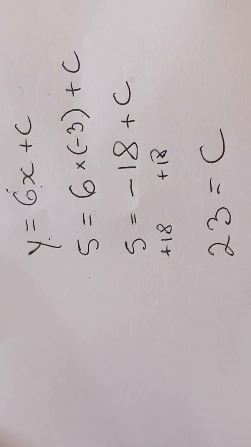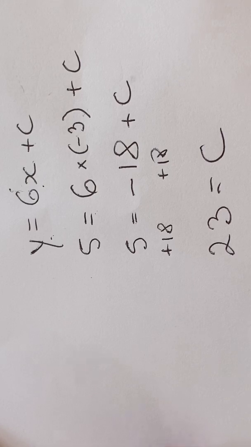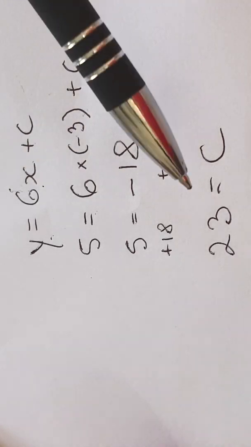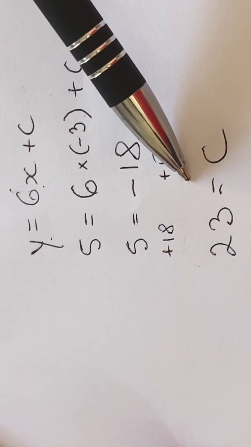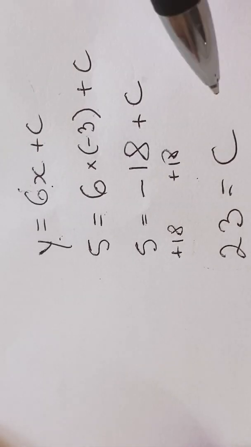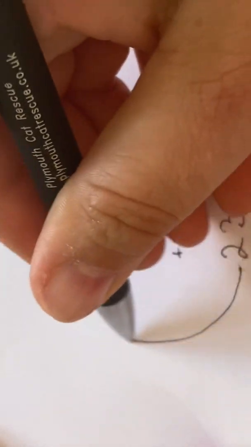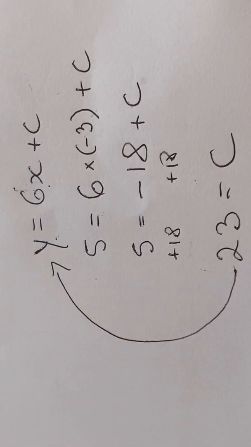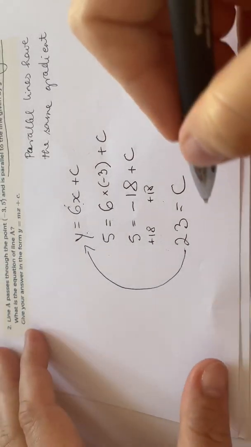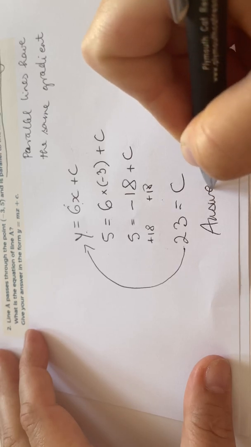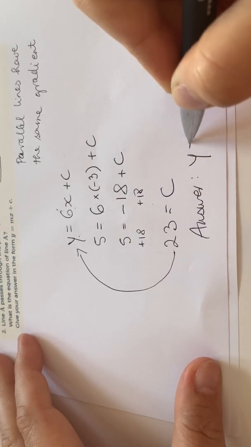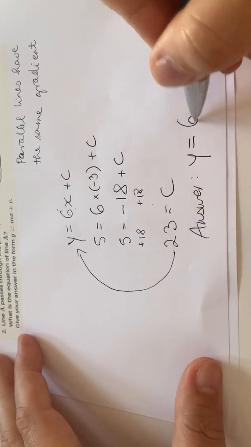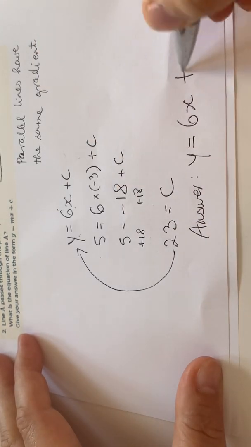Now the question just wanted to know the equation for this line. The y-intercept is 23, but then the equation would be putting this number back into this original equation I've written down. So zooming out a little bit, the answer is y is equal to 6x plus 23.